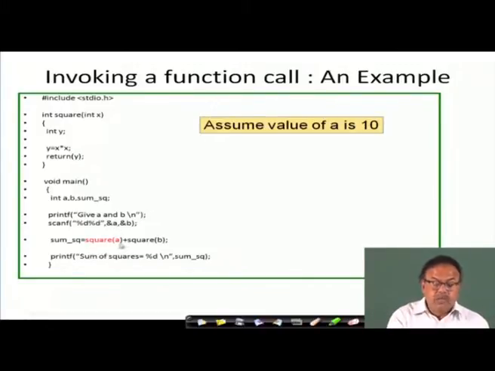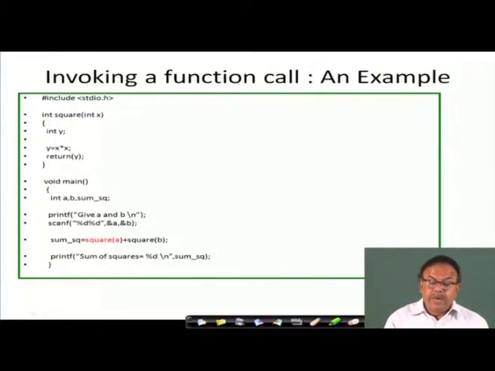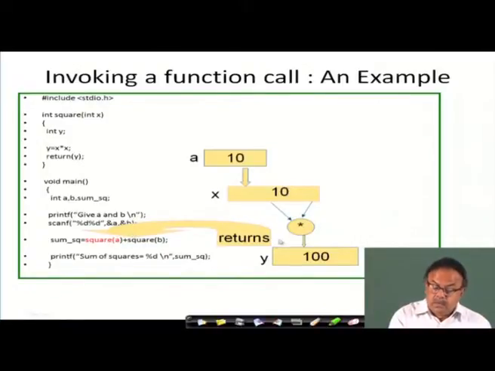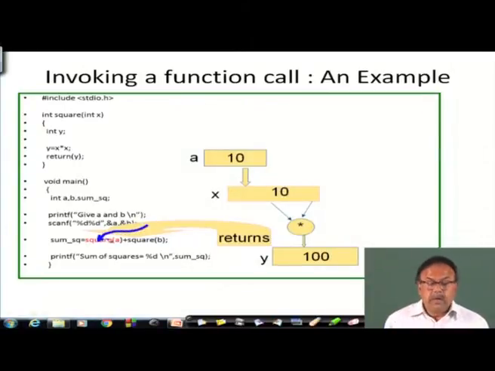Then square of a means square of 10. So, 10 goes to x, right. So, a is 10 here, that goes to x. So, x becomes 10. Now, we compute y, which is 10 times 10, y is becoming 100, right. Now, this 100 is coming here. Actually, this arrow is a little wrong here. So, it will be actually coming to this point. Okay. Clear?